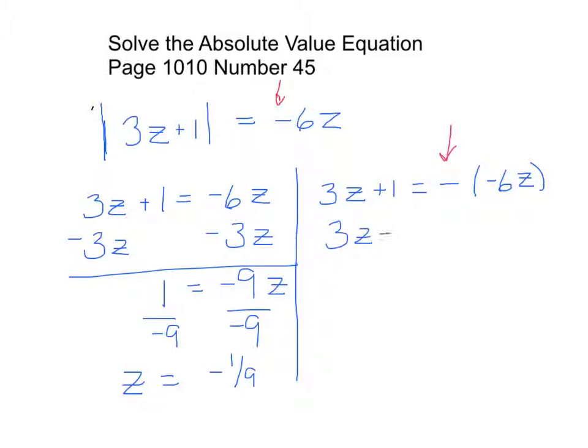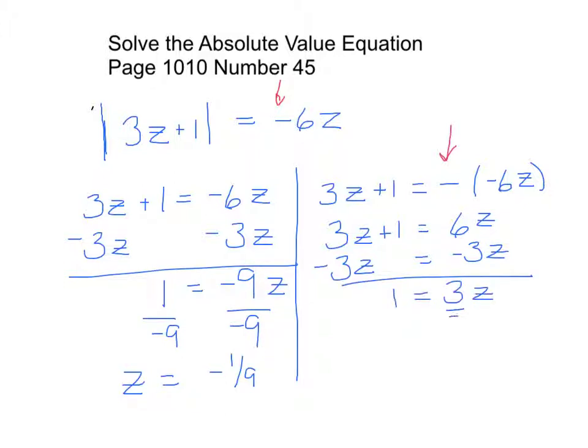I'm going to come over here and solve the negative side. 3z plus 1 equals, negative times a negative is a positive, so 6z, and subtract 3z to give me 1 equals 3z, and then divide by the 3, z equals 1/3.